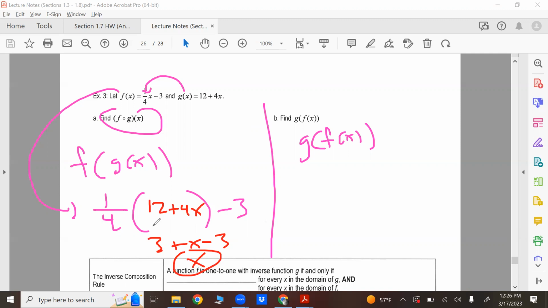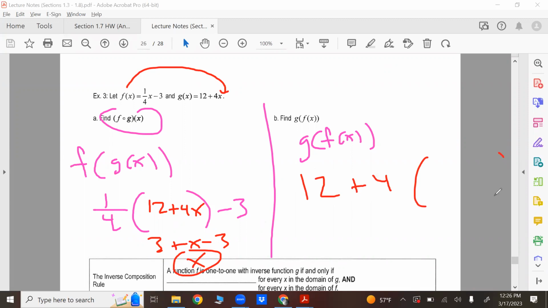Interesting, we see that. Let's do it again for b. Now in this case, you're going to go the other direction, right? Now what you're going to do is replace the x with f of x. So you just plug in for the 1/4 x minus 3, you just plug in for 1/4 x. Yes, 100%. Oh, that's hard to read. Let's go light green.